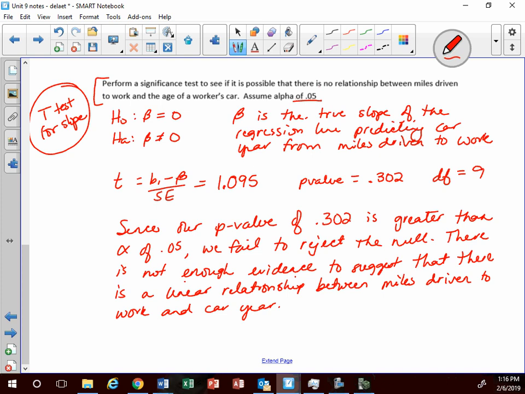So guys, think about your conclusion. When you started this problem and you looked at the scatter plot, it didn't look like a great linear model, did it? So doesn't it make sense that we're saying, well, there's not enough evidence to say that you can accurately predict car year from miles driven to work? Okay? That's how it all connects. That's what the hypothesis test is doing. It's saying, does it make sense? Is this a good linear model? No, it's not. Okay, so that's why we're going to fail to reject.